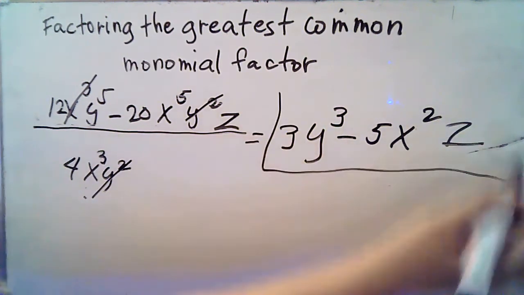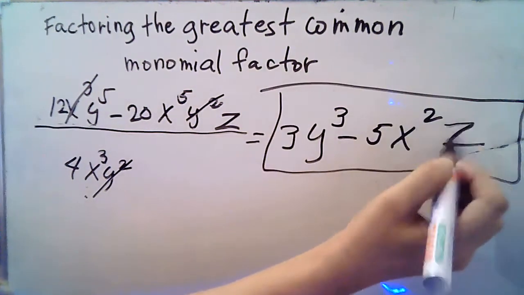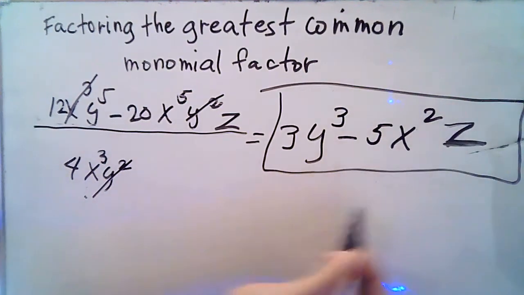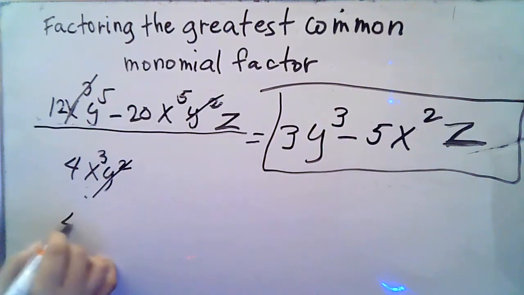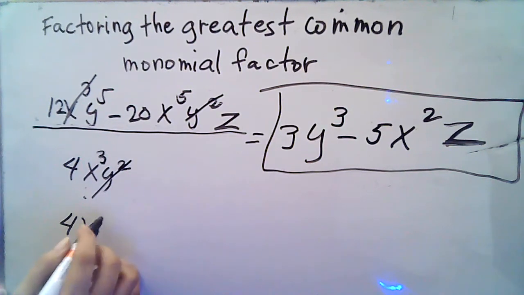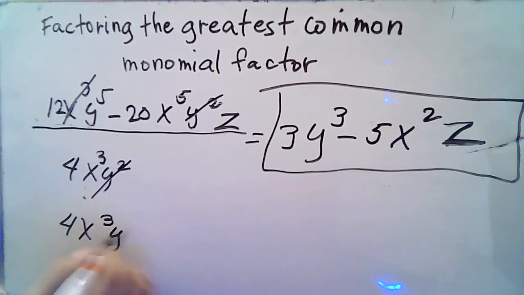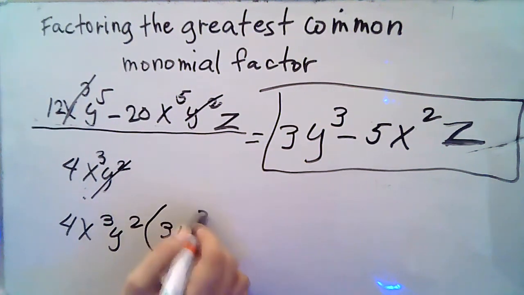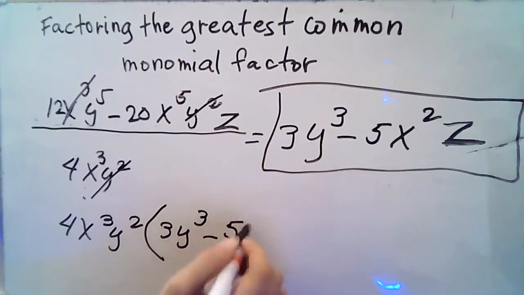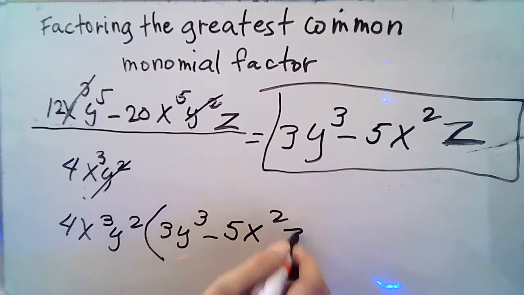So the resulting quotient is now the second factor. So the factored form is 4x cubed y squared times (3y cubed minus 5x squared z).